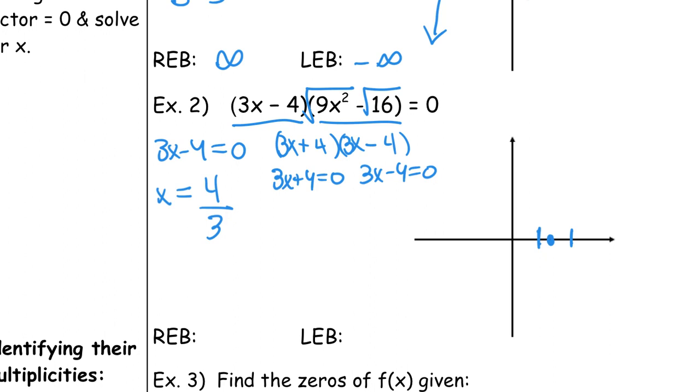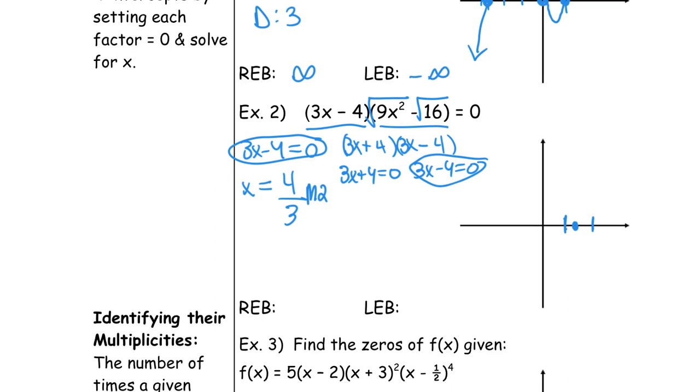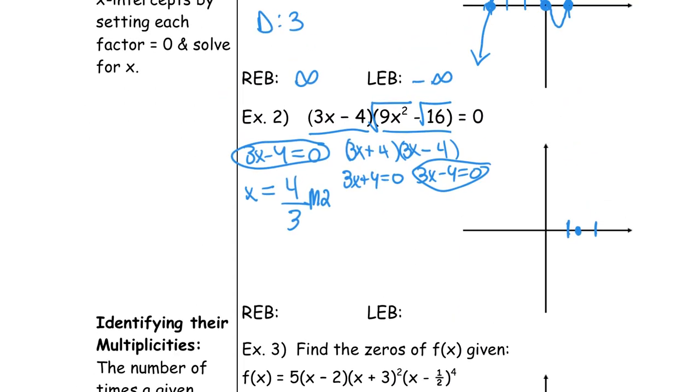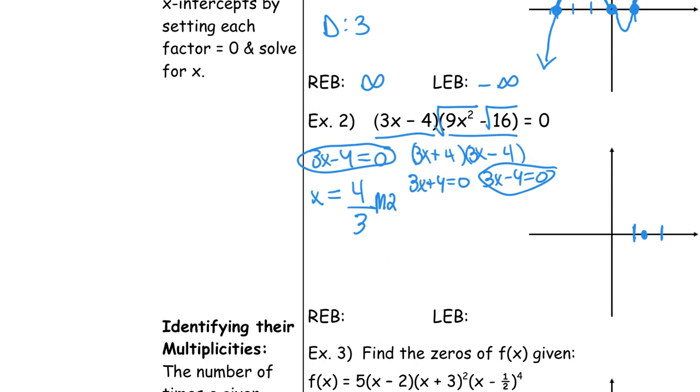Didn't we already have 3x minus 4? So if we have it here and here, doesn't that mean we have a multiplicity of 2? Have we talked about multiplicities? No? Okay. A multiplicity we're getting ready to. Because it occurs twice, so I have 3x minus 4, and I have 3x minus 4. That means it's 3x minus 4 squared. Do you agree?